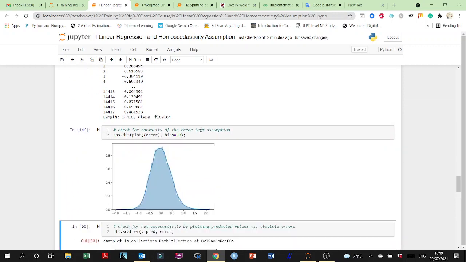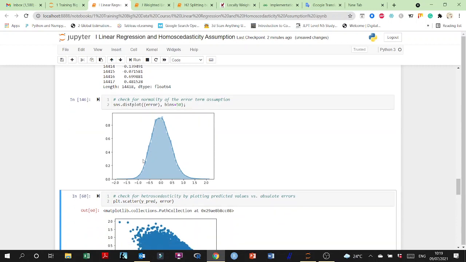Now let's check the normality of the error term. So this is the error that we generated. As you can see, the mean is around 0. This is very important for our investigation, that the mean is around 0 and it is normally distributed. So this assumption is also validated.